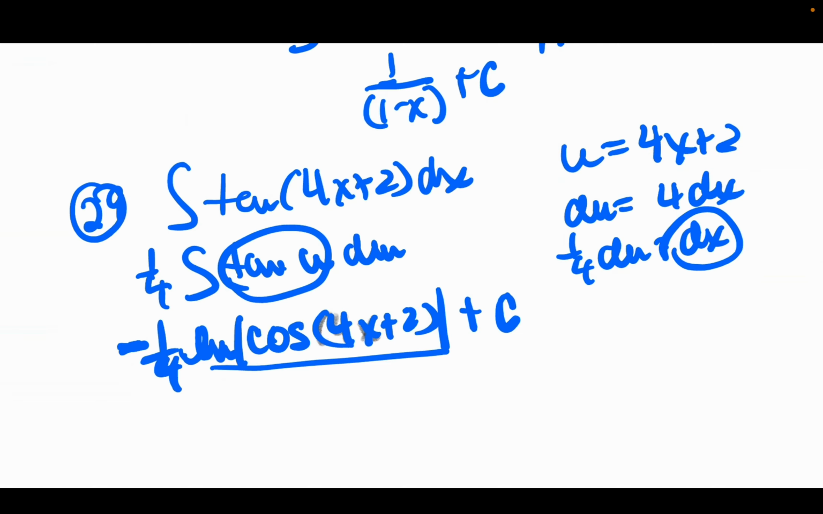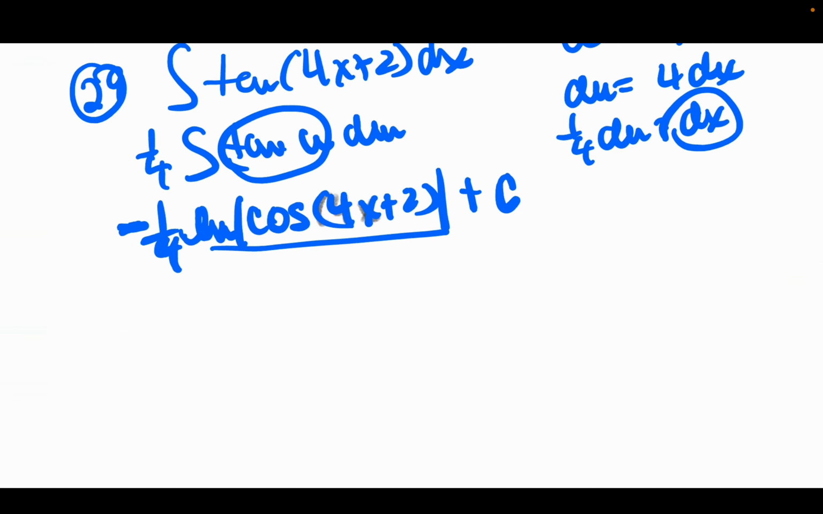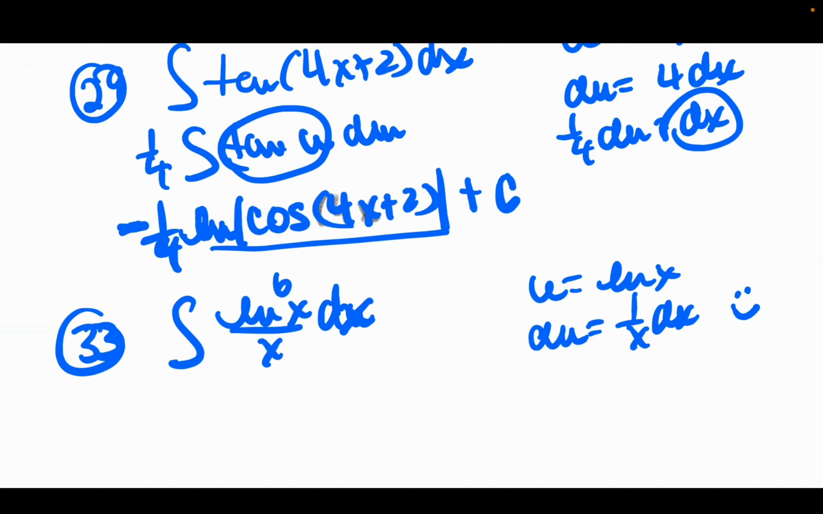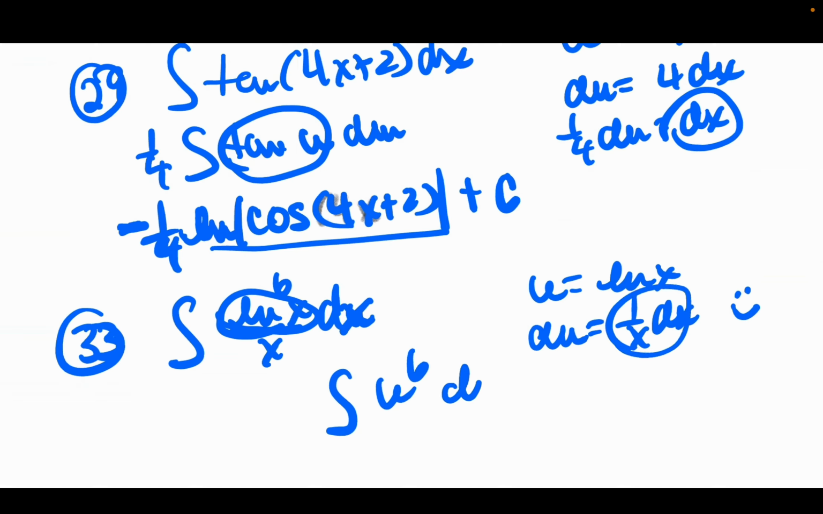Let's see. Let's do number 33. 33 is the integral of ln to the 6th x over x. Can't have a quotient, so I'm going to let u be ln x. du is 1 over x dx. I can see how substitution is going to work, so I can go forward. This is u to the 6th, and everything else is 1 over x dx, which is du. So I get u to the 7th over 7 plus c, and I fill that back in.